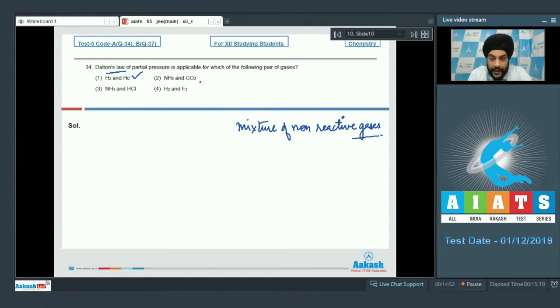If we talk about ammonia and carbon dioxide, ammonia is basic whereas carbon dioxide is acidic, so they will react. If we talk about ammonia and HCl, it is a similar case, an acid-base reaction. Ammonia is a base, HCl is an acid, they will react. And H2 and F2 also react to form HF. So Dalton's law of partial pressure will not be applicable for the mixtures given in option 2, option 3 and option 4. For this question, we have to mark the correct answer as option 1. Let us look at the next question now.